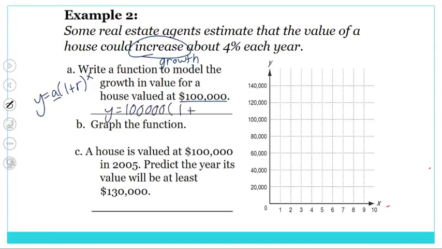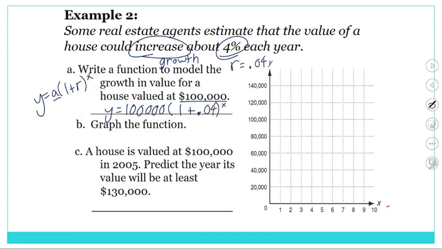And then we're going to add our rate. Now our rate, typically given as a percent, is 4%, but as a decimal is 0.04. So we're going to plug in 0.04 and then go to the x power. Again, we're not plugging in anything for x right now. We're just writing the function out in general. But we can plug things in for x when we want to graph it, when we want to find specific data points to put on the graph.